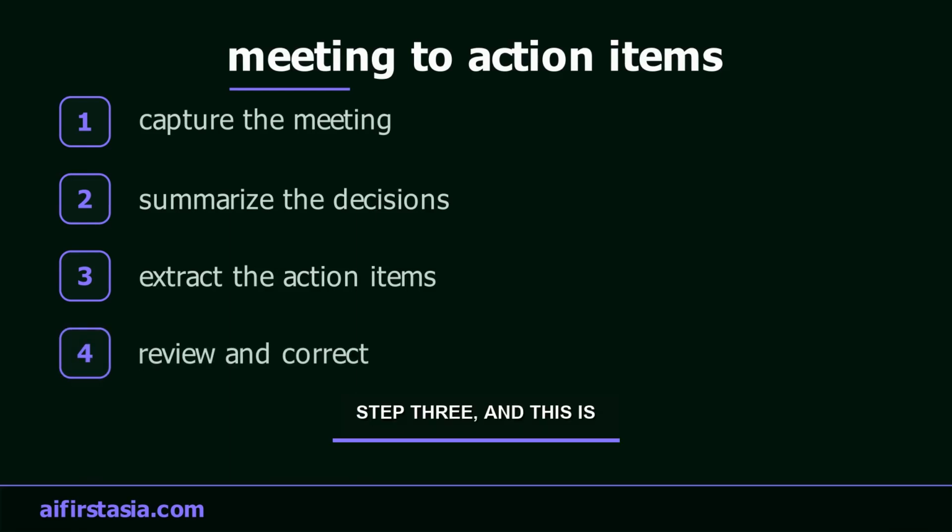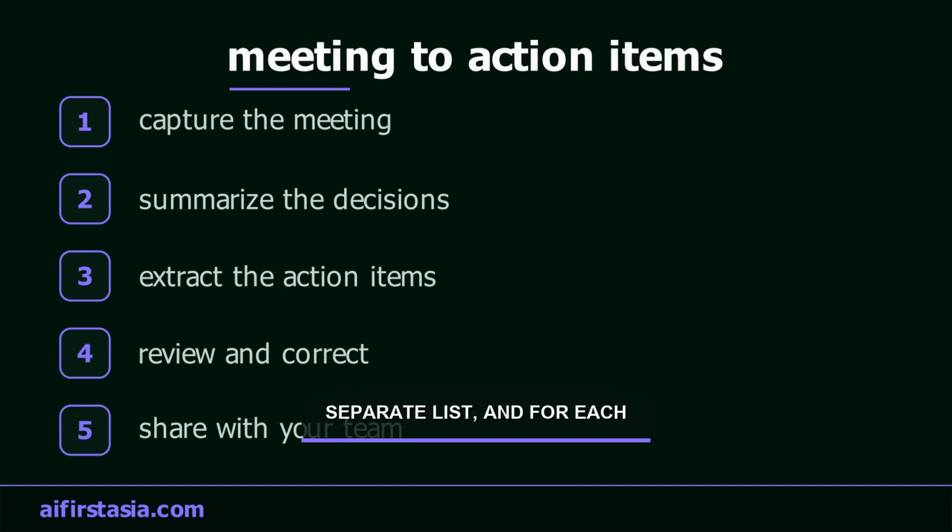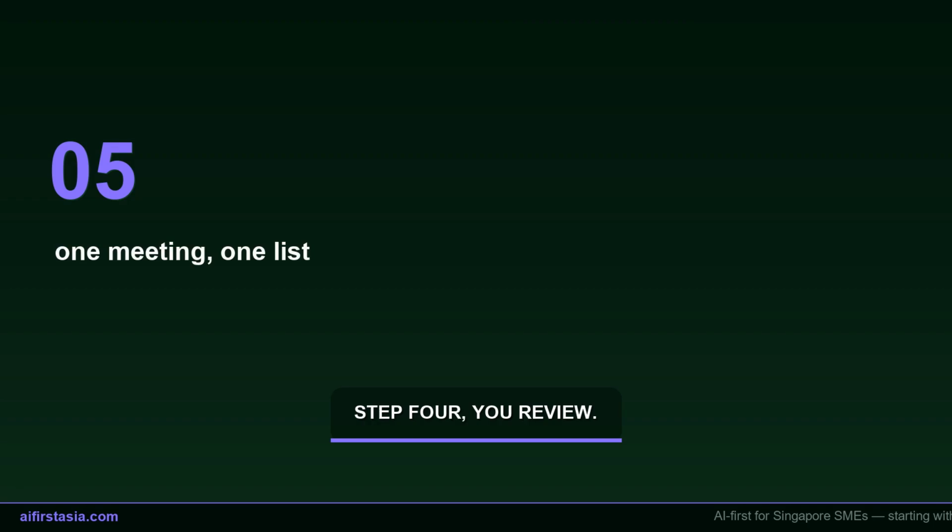Step 3, and this is the important one. Ask it to pull out every action item as a separate list, and for each one to name who is responsible and any deadline that was mentioned. Step 4, you review. You read the list, fix anything the AI misread, add an owner or a due date it could not infer, and delete anything that is not really a task.